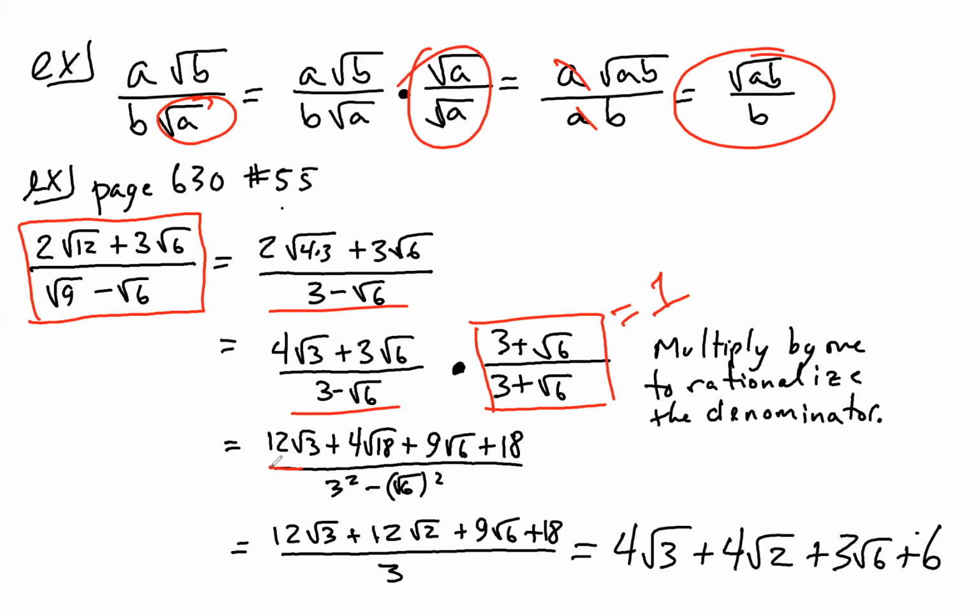There's a little bit of attention to detail there. We have a squared minus b squared. 3 squared minus radical 6 squared is 3. Notice that all these coefficients, 12, 12, 9, and 18, are all divisible by 3. So that's what I did for my last move. I just divided out everything by 3.